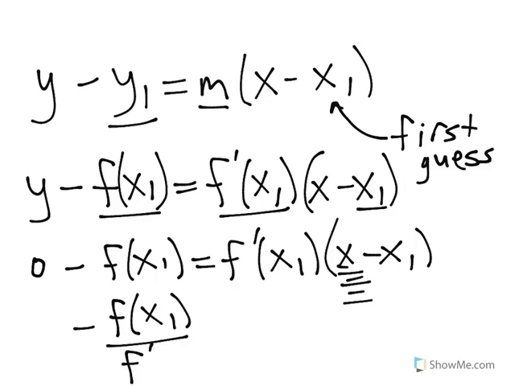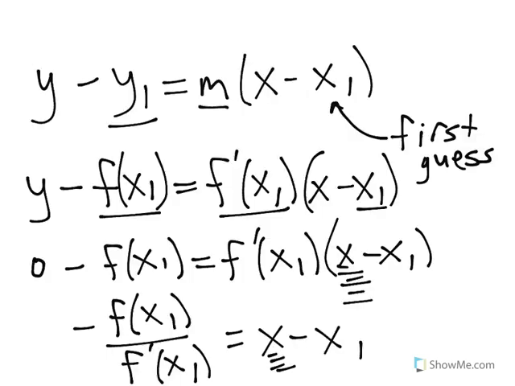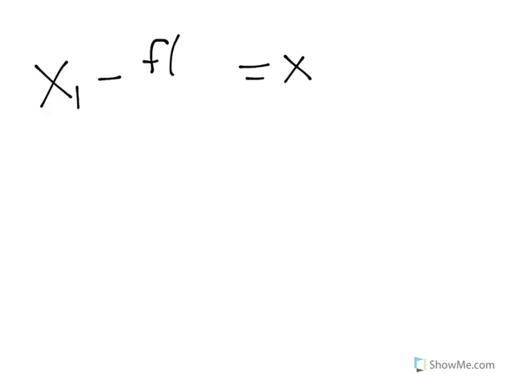Okay, it's going to look something like this. Divide both sides by f prime. So you get x minus x1 on the other side. Now to get x by itself, add x1 to the other side. And if you add x1 to the other side, what you get is this. You get x equals x1 minus f of x1 divided by f prime of x1.